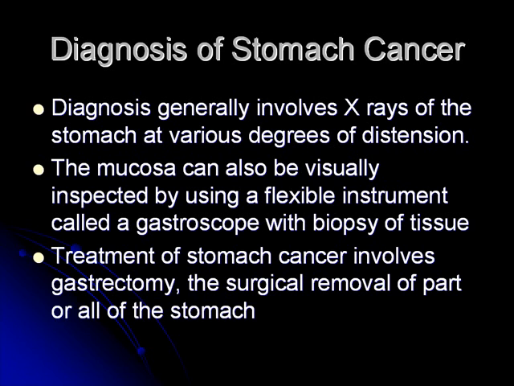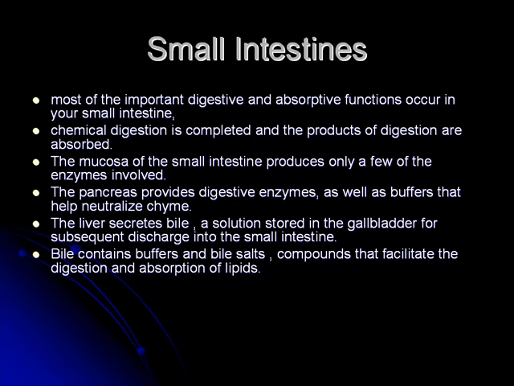The mucosa can be visualized or inspected utilizing a flexible instrument referred to as an endoscope. So an endoscopy, or gastroscopy, must be performed. Typically, a biopsy of tissue is taken through this scope to give the diagnosis of cancer. Treatment of stomach cancer involves gastrectomy, or surgical removal of part of the stomach. Now, the small intestine. The small intestine's most important digestive and absorptive functions occur in the small intestines.